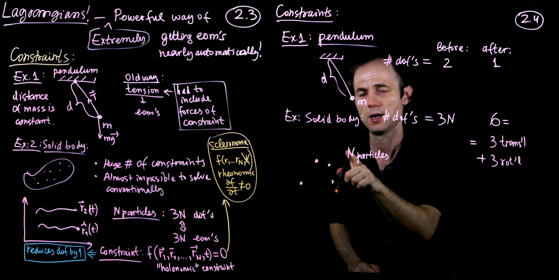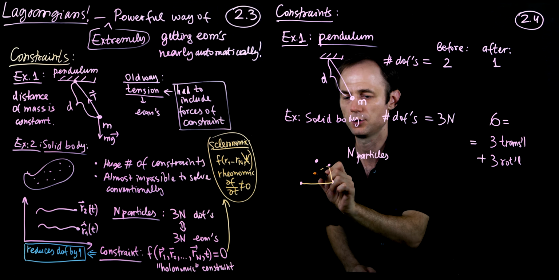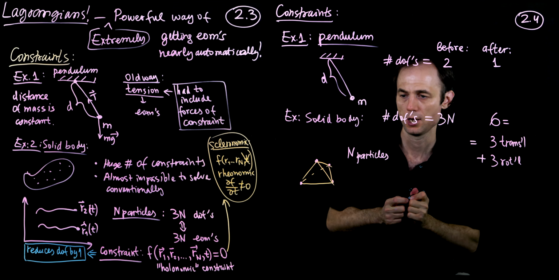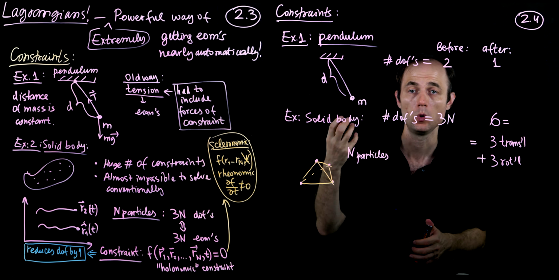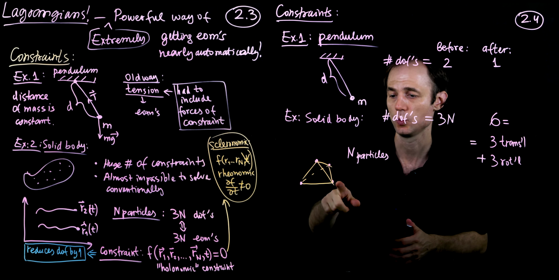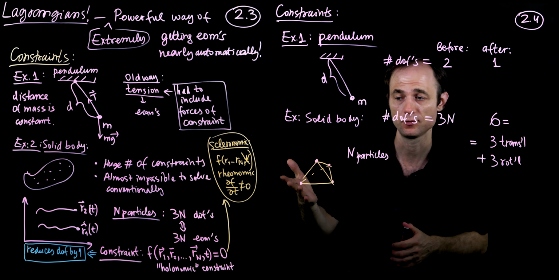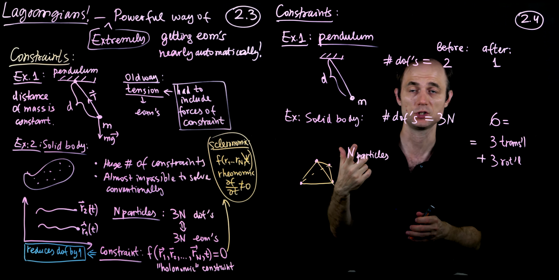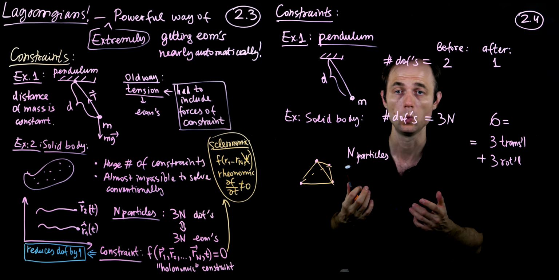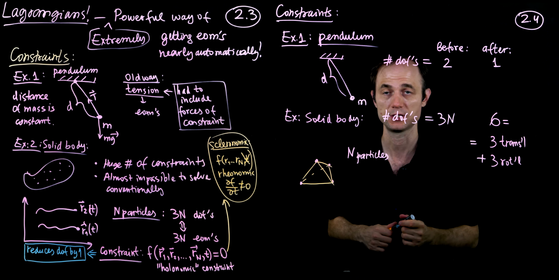So I chose 4 particles because what I can do is build a pyramid on top of these particles. And so we can immediately see that each edge of the pyramid will give us 1 constraint. So we have 4 particles, 12 degrees of freedom, but then we also have 1, 2, 3, 4, 5, 6 constraints. So 12 minus 6 will give us 6 degrees of freedom after the constraints have been applied.